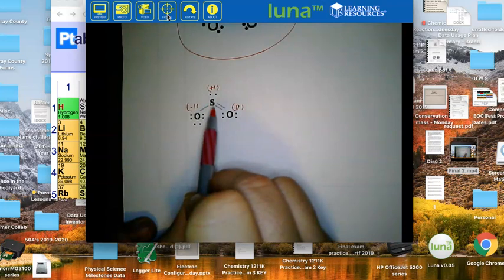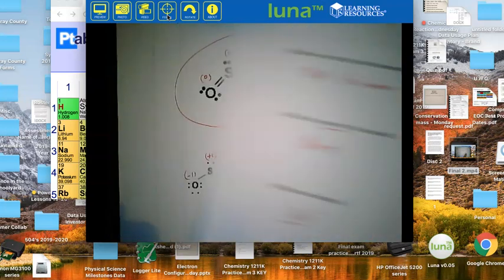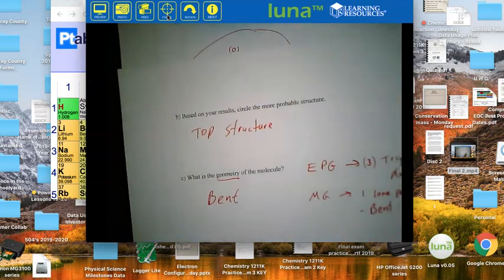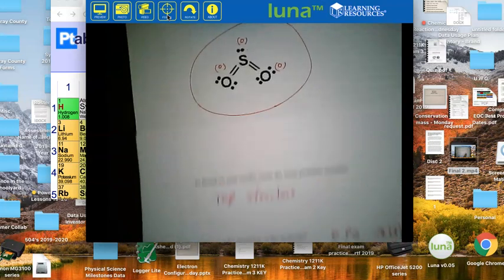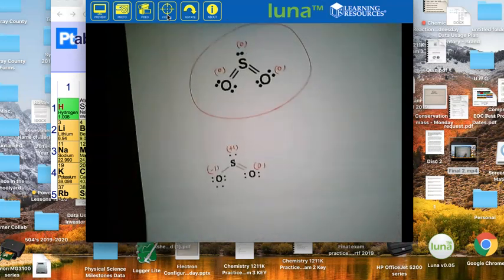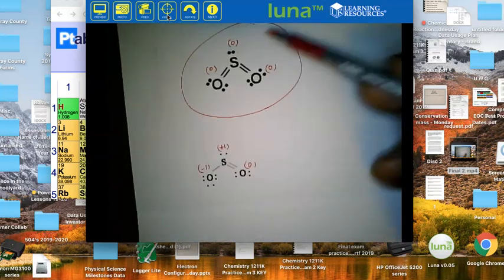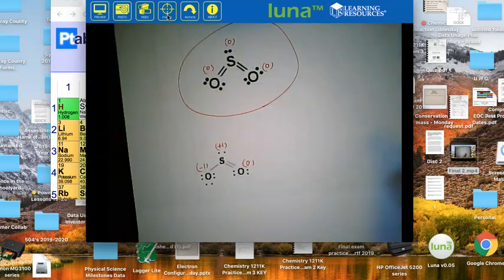All right, the next question for part B, it asks, based on your results, circle the more probable structure. So we know that the structure that has the least amount of formal charges would be the more probable, and so that would be the top structure here, and it's circled.